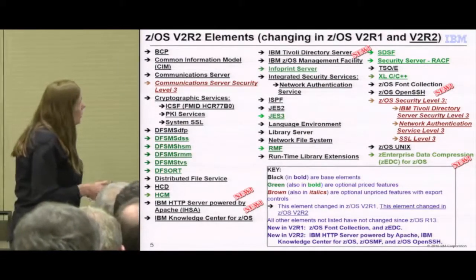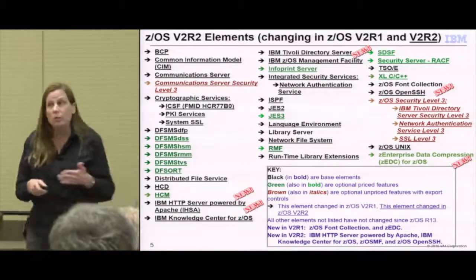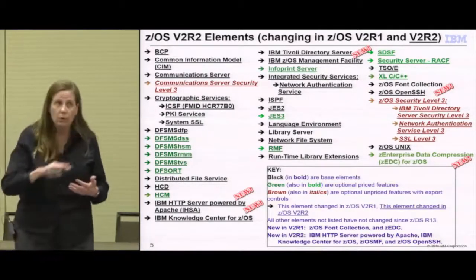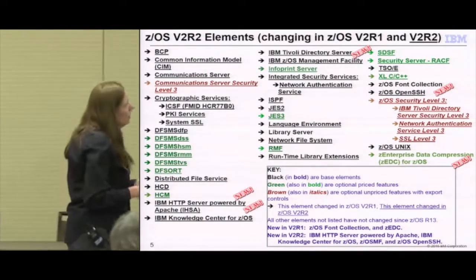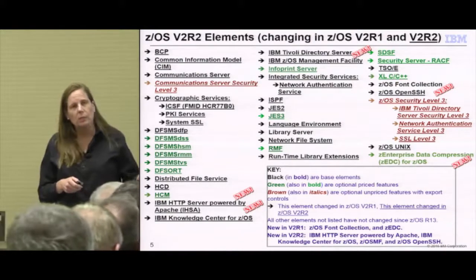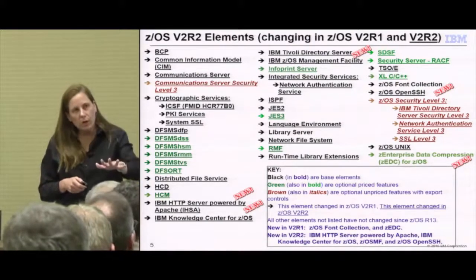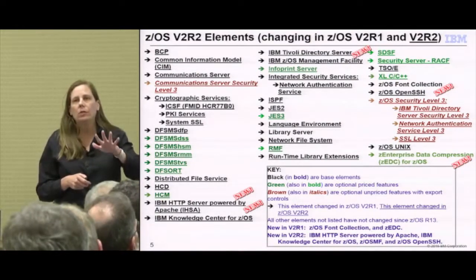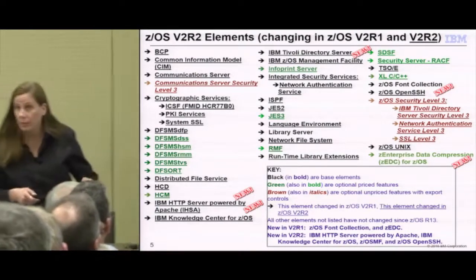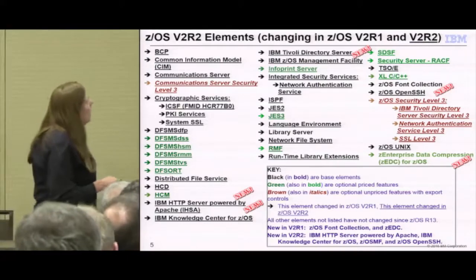You'll see underlined means that it changed in z/OS 2.2. So if you're coming from 2.1 to 2.2, you need to look at the underlined things. That's what you're going to see changing. If you're coming from z/OS 2.1 or z/OS release 13 to 2.2, then you also need to accommodate the changes that happened in z/OS 2.1, and those are the not underlined items that you can see on here.